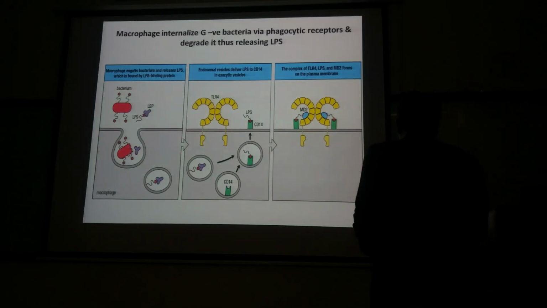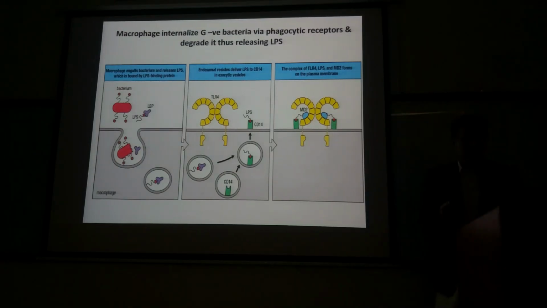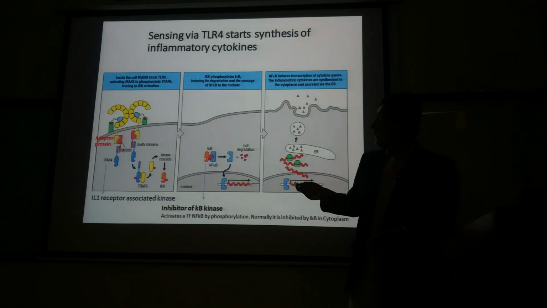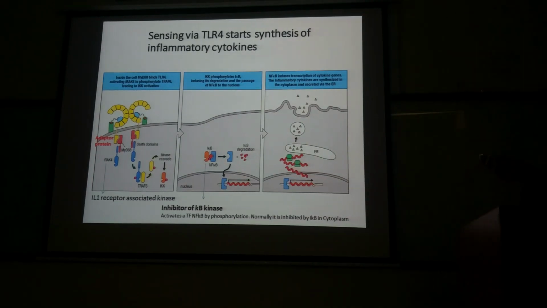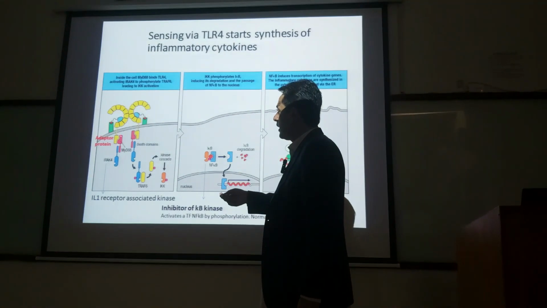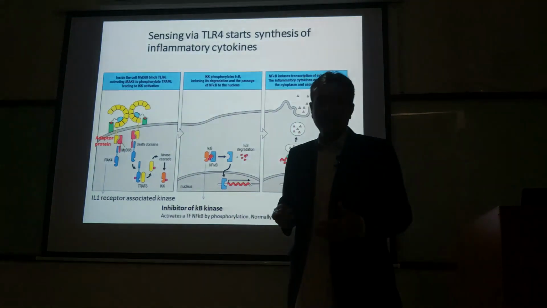Now, what is going to happen next when this kind of complex is formed on the surface of the macrophage? Now, this sensing via TLR4 starts synthesis of the inflammatory cytokines, as I told you. This is the complex that you see here. This is the TIR domain of toll-like receptor 4. And here you see in pink, this is an adapter protein.